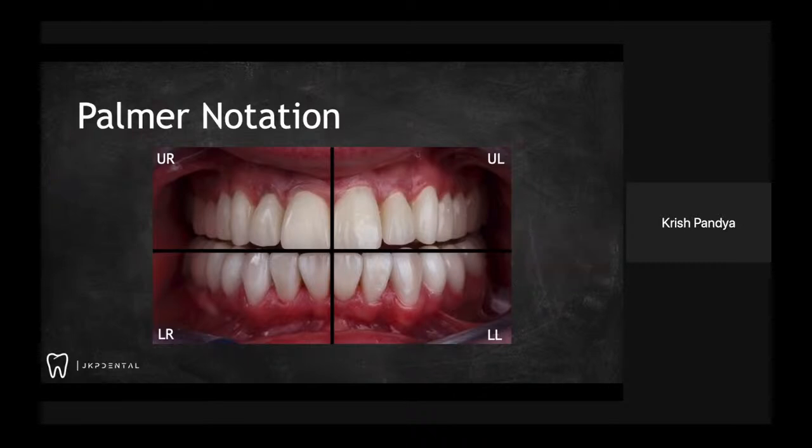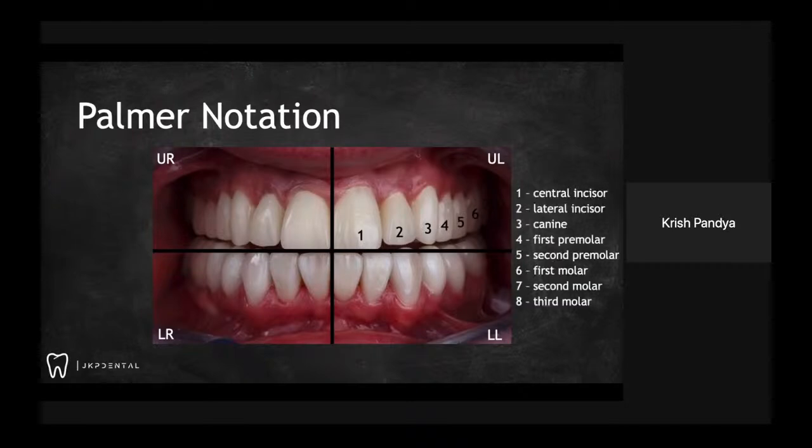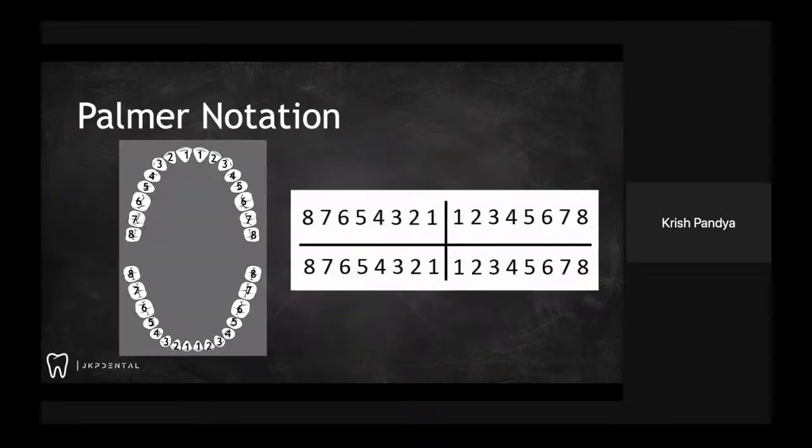Then, to identify each individual tooth, the teeth in each quadrant are numbered from 1 to 8, starting at the front of the mouth and working our way backwards. 1 and 2 are the incisors, 3 is the canine, 4 and 5 are the premolars, and 6, 7, and 8 are the molars. If we look at the whole mouth, this is how the teeth are numbered.